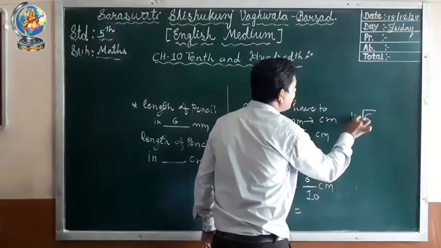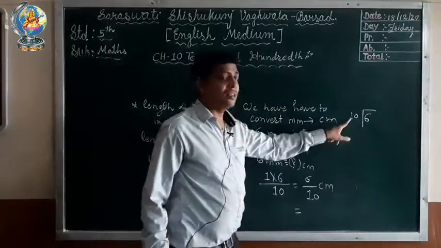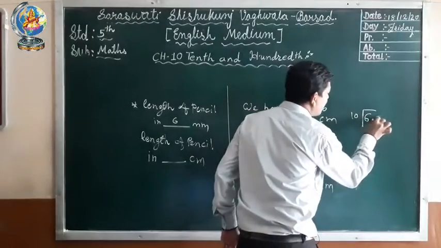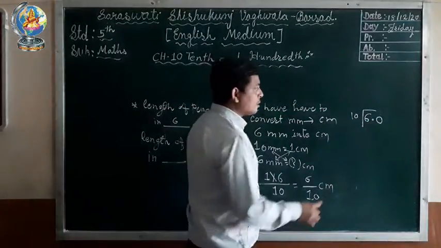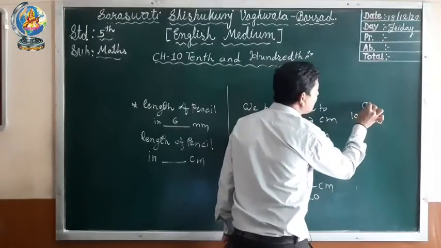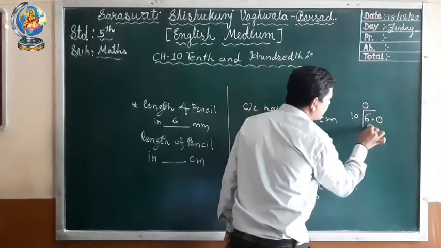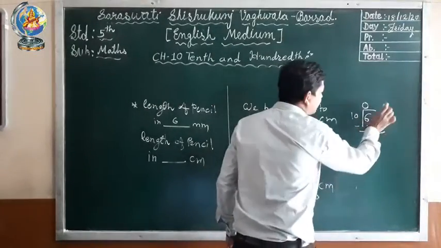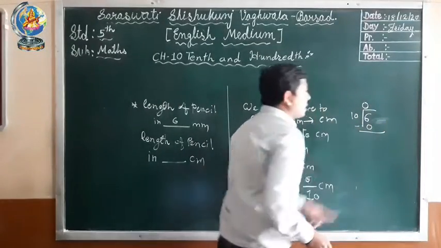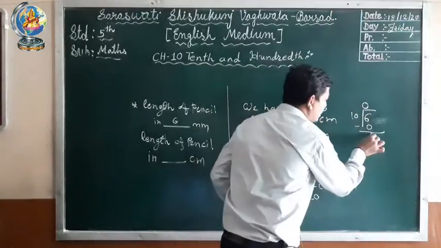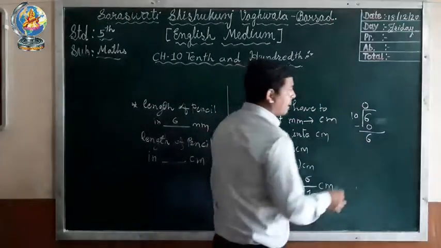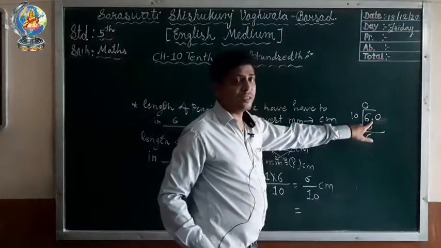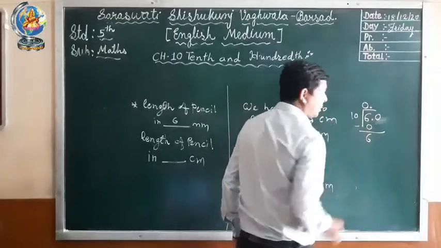6 divided by 10. So 10 is bigger than 6. So what are we going to do? We will take a decimal and we will write 0 here. As we have written 0 here, we also have to write 10 zeros are 0. 10 zeros are 0, so 6 remains as it is. Now take a decimal and write 0 here. As you have taken the decimal here, you also have to put the decimal upper side.